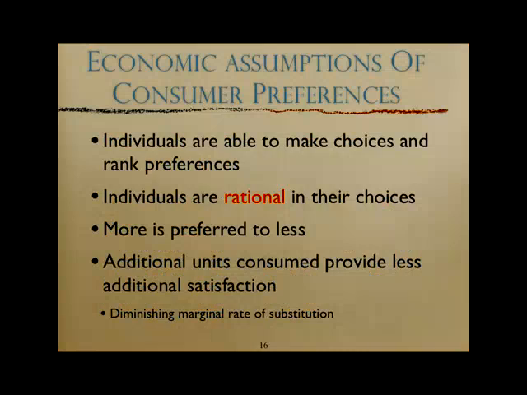So, the economic assumptions of buyer preferences are that individuals are able to make choices and rank their preferences. Individuals are rational in their choices, more is preferred to less, and as additional units are consumed, they provide less additional satisfaction. You have the diminishing marginal rate of substitution.